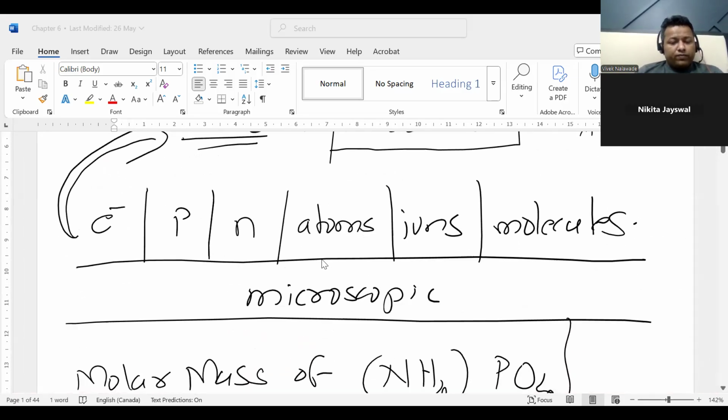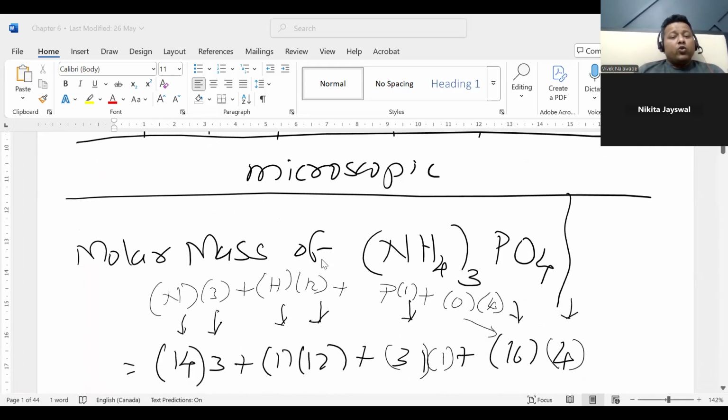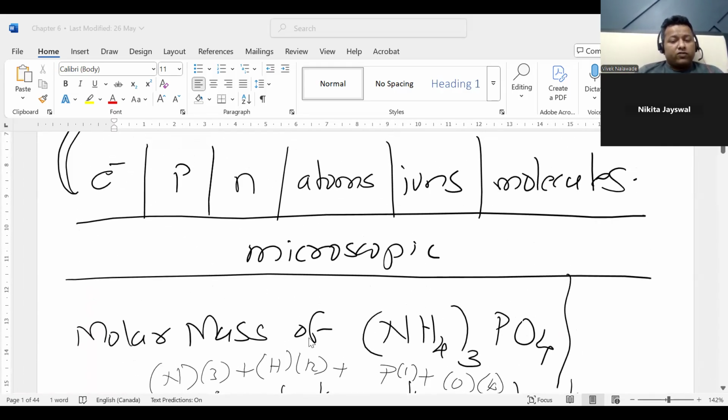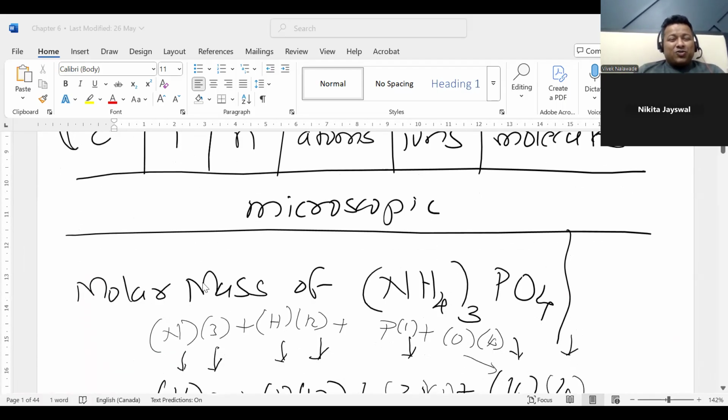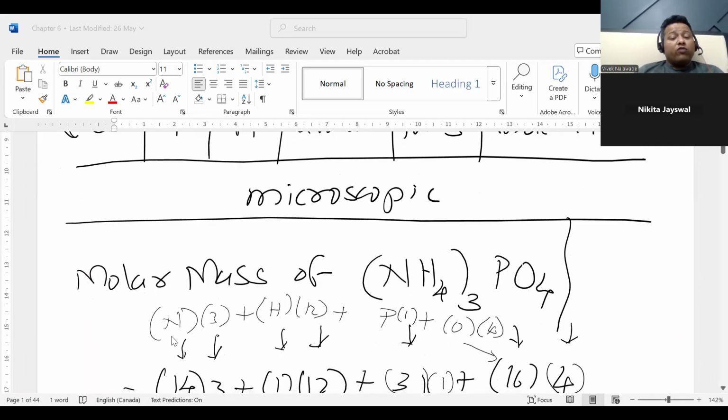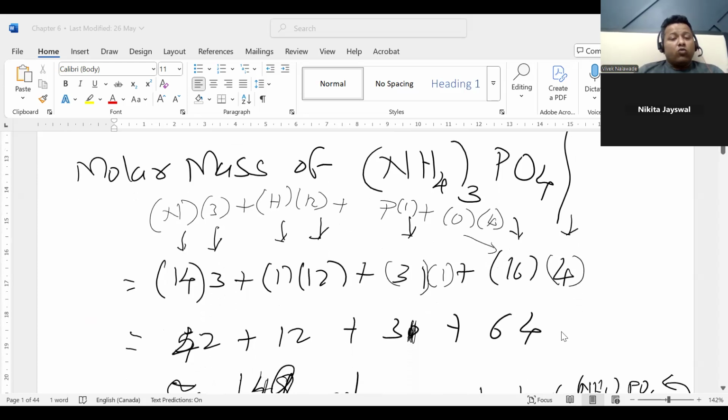Do you know how to calculate molar mass? Yes, kind of. Okay. Molar mass is basically this: each and every atom in the molecule you consider, you find out the weight of each and every atom present in the molecule, and then you do the summation of them. Whatever you get is the molar mass.